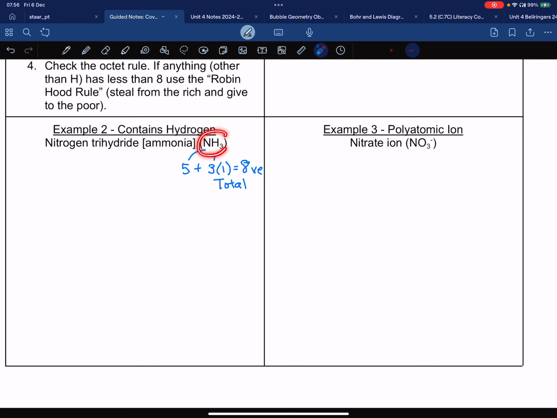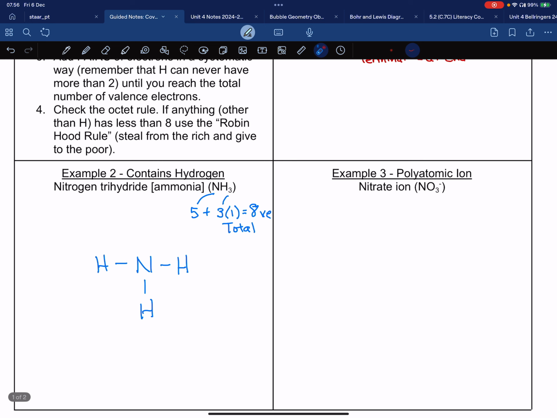Remember, you connect them with a single bond. Anything that only has 1 should go in the center. So, nitrogen, hydrogen, hydrogen, hydrogen. I will never have hydrogens connected to each other because hydrogen can never have more than 2 electrons, and it has 2 electrons right there. Then I count up my electrons. So here we go. 2, 4, 6. Well, I need 2 more, right?